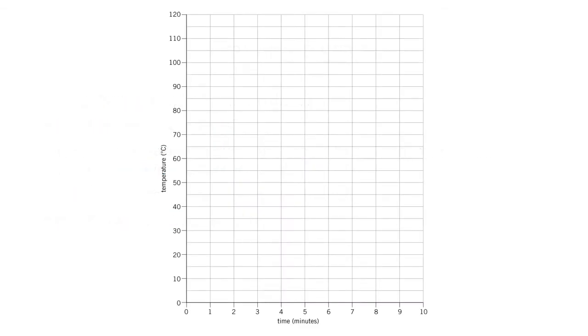So this is what your axes should look like. We've got time on the x-axis, x is across, and y is up. So temperature is on the y-axis. We've got headings, we've got units, we're going up in regular divisions, and then we're going to be able to plot our data. So plot your graph now, please. And then you need to have a go at the questions on that sheet, please.